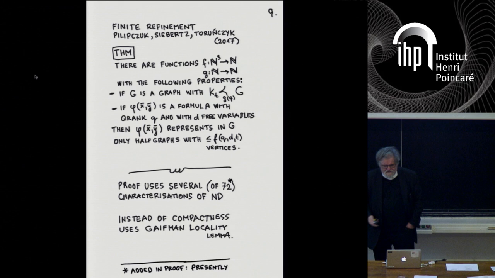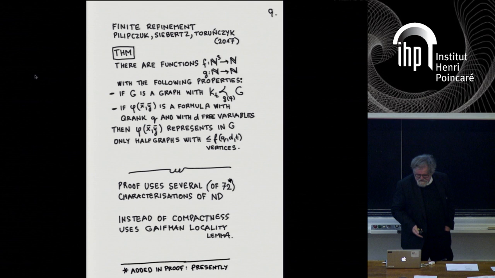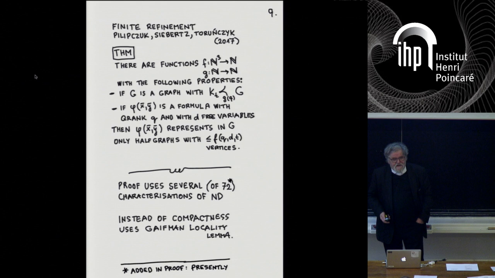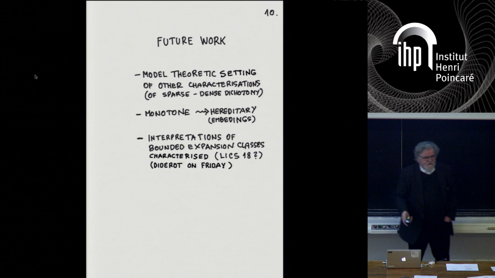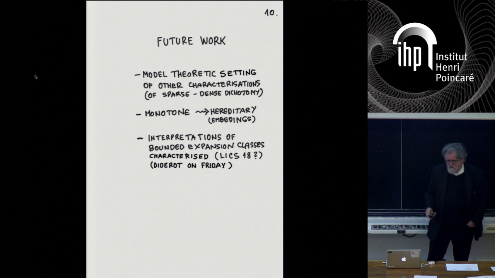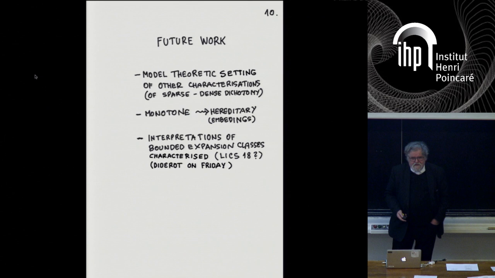It is using several of these reformulations, and particularly it is related to quasi-wideness, which I was explaining in some detail. There is no compactness there; it's finite. One of the ingredients is Gaifman's locality lemma. I think there is more to it than going in this direction, so I think there is a model theoretic setting to be discovered for the other characterizations. I'm sure it's quite an exciting project.